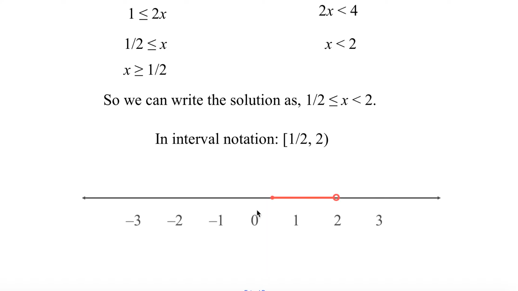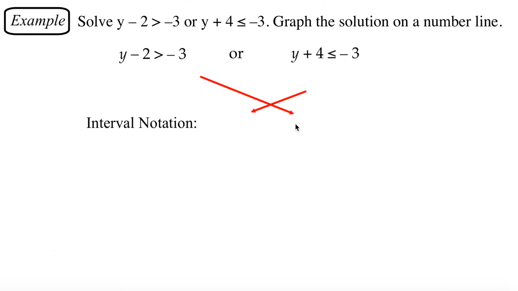Then on a number line, you're going to have 1/2 and then positive 2, with an open dot on 2 because it's a parenthesis, and a closed dot on 1/2 because it's included. So not too bad there for the inequalities.